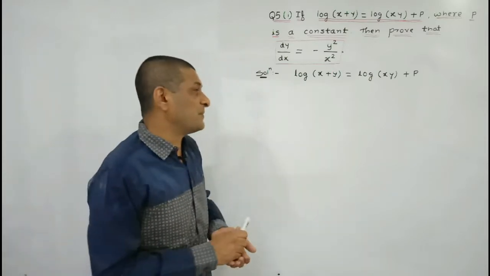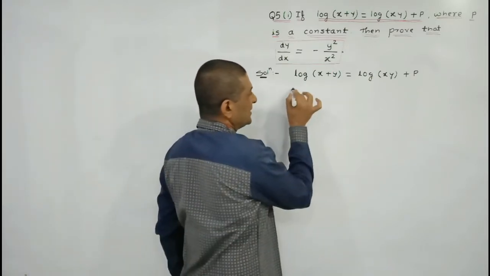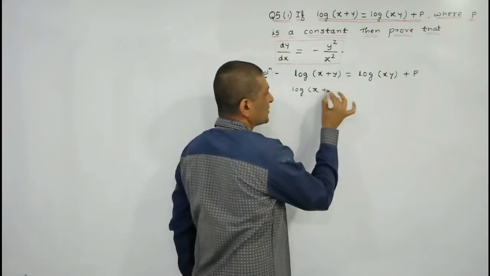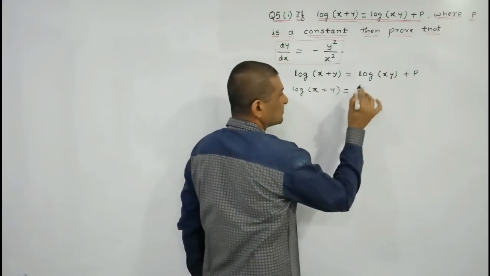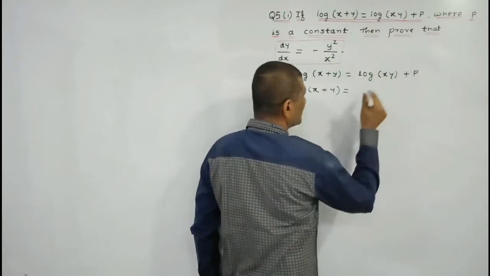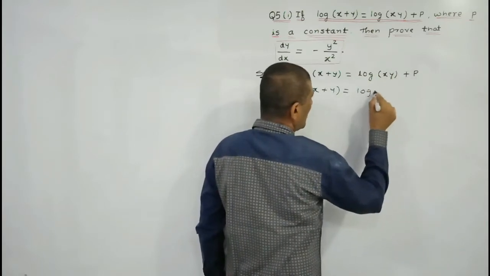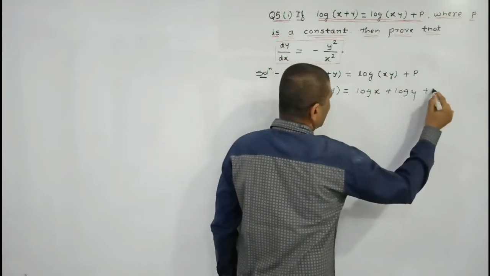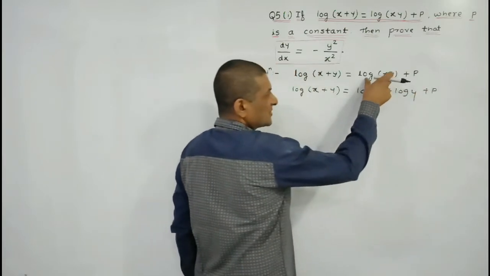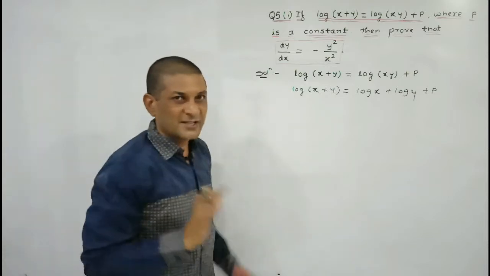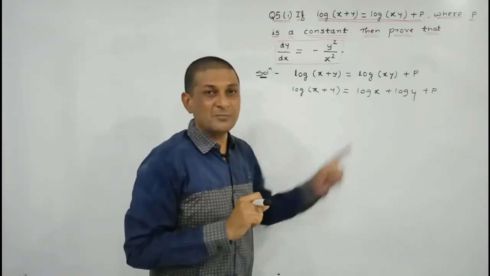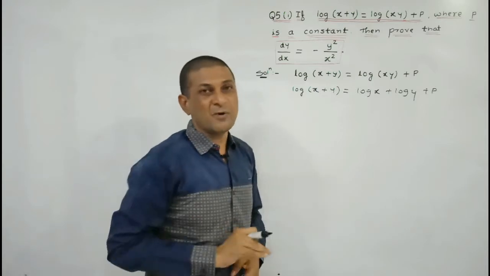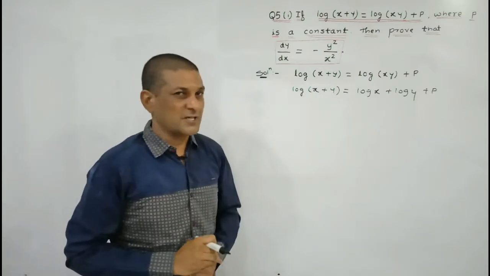So let us first simplify it. On this side we do not have a law for log x plus y, so keep log x plus y as it is, but we know that log x into y can be written as log x plus log y. Constant term p, keep it as it is. Just this term we are simplifying using laws of logarithm. We know that log a into b can be written as log a plus log b. In the same way, log x into y can be written as log x plus log y.